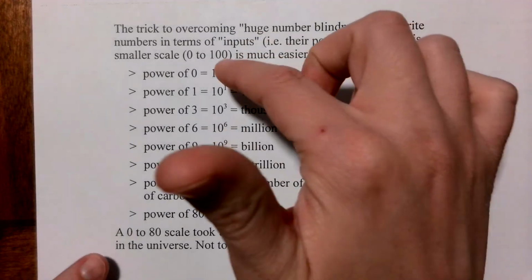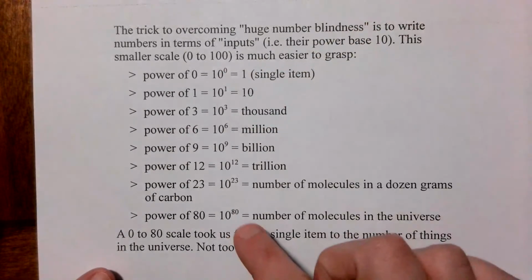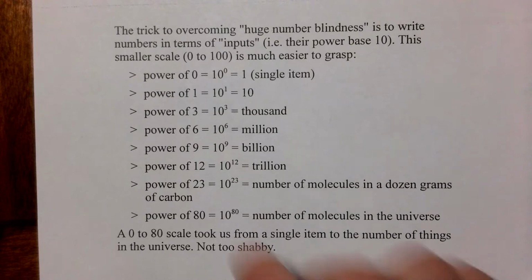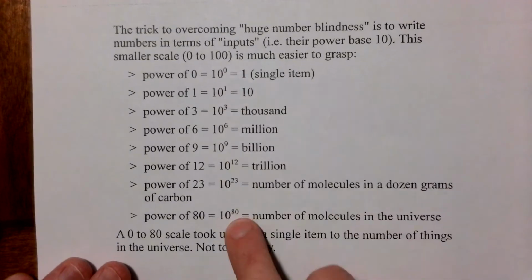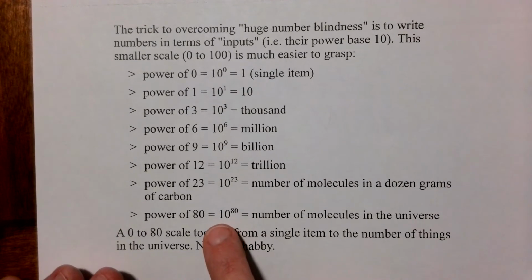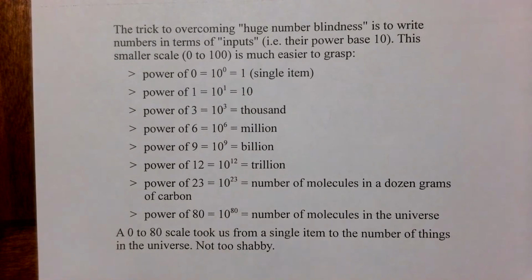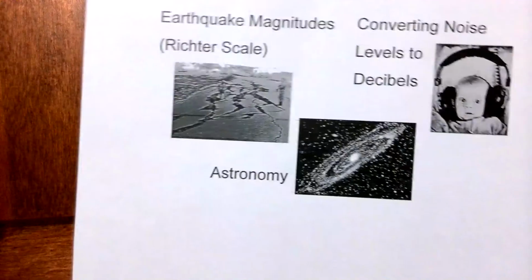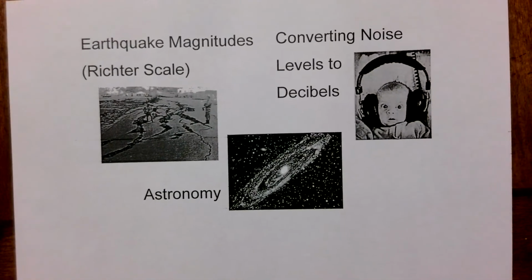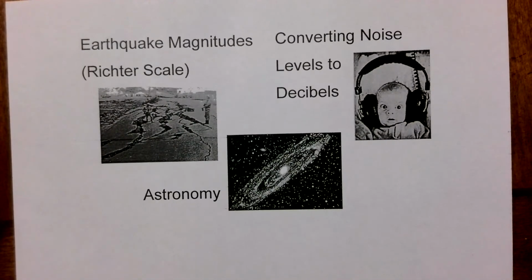Anywho, we can go from raising our power from 0 to 80 to go from one single item to the number of molecules in the universe, and that's the power of exponentials and logs. I can understand what 0 to 80 is. I wouldn't really understand the number that is a 10 with 80 zeros attached to it. That would be gigantic. What we use this for in the real world is taking large numbers and putting them down to a scale that makes sense.